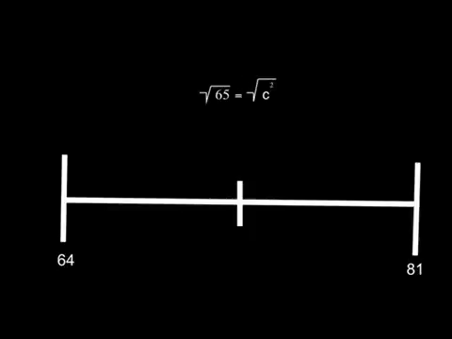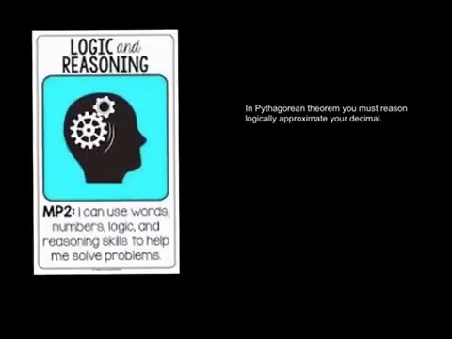Now, we put it on the number line. Since it's 65, it'll be closer to 64. And since it's so close to 64, the answer will be C equals 8.1.